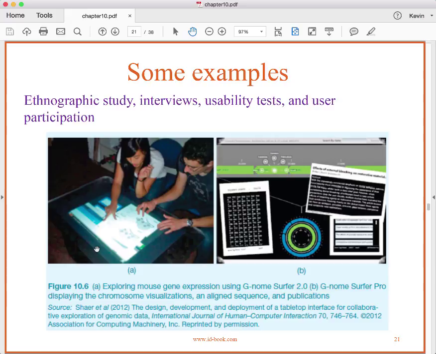Here's more mainline stuff. Typical ethnographic study work, interviews, usability tests, user participation. This is all stuff we talked about a couple of chapters ago. I mean, here's where you do it.